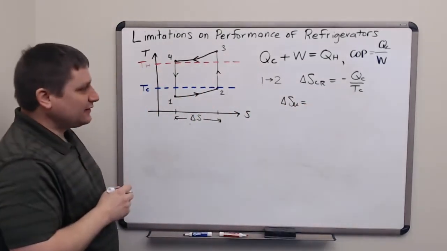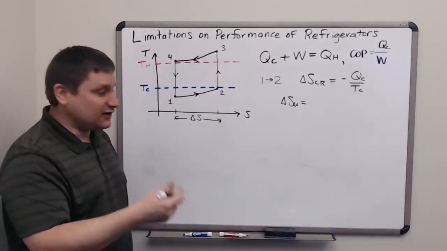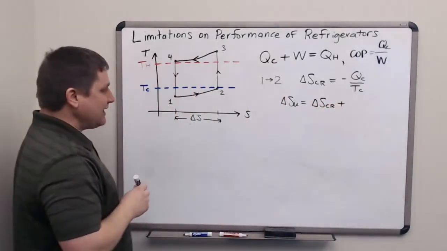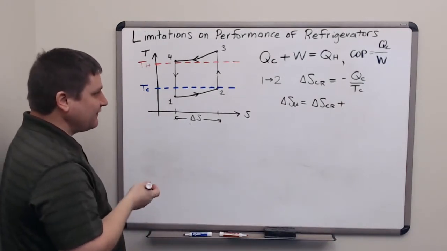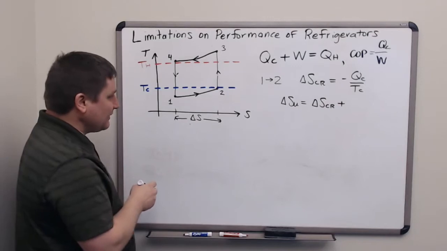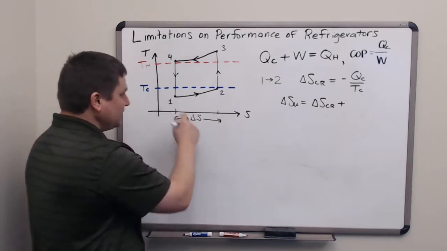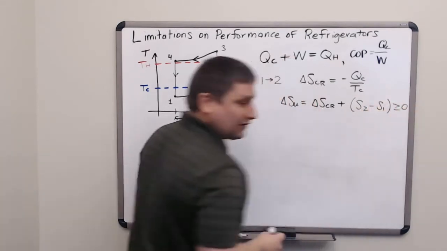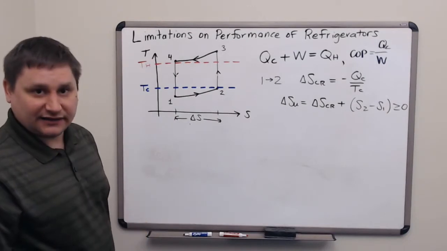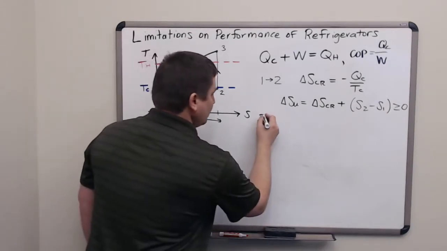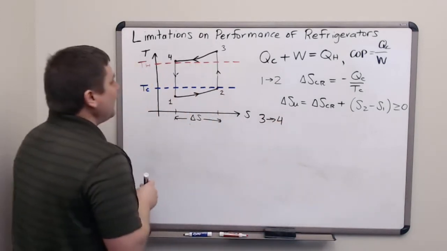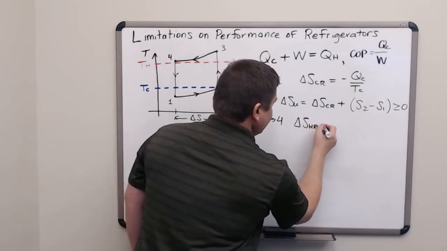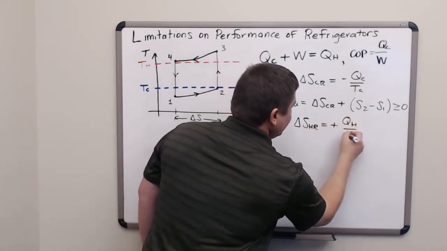In that process, the change in entropy of the entire universe must still be positive. So we add the change in entropy of the cold reservoir, which is a negative value, to the change in entropy of the working substance. Here I'll write that as S2 minus S1. The second law says that this quantity must be at least 0. On the ejection step from 3 to 4, the hot reservoir gains entropy equal to QH over TH.